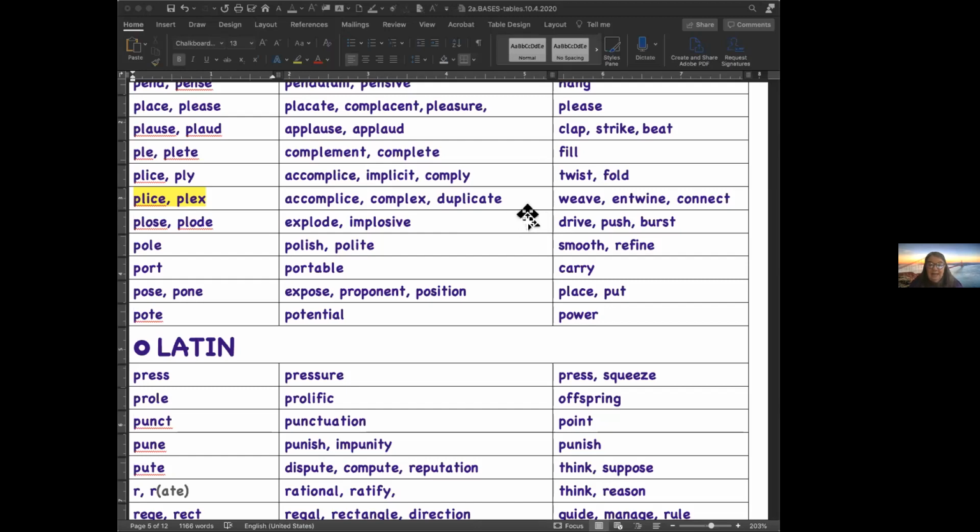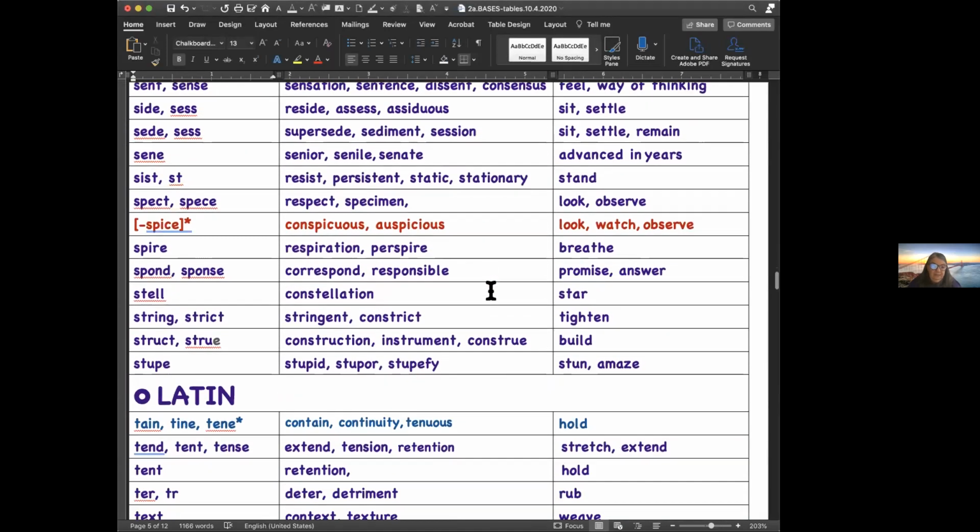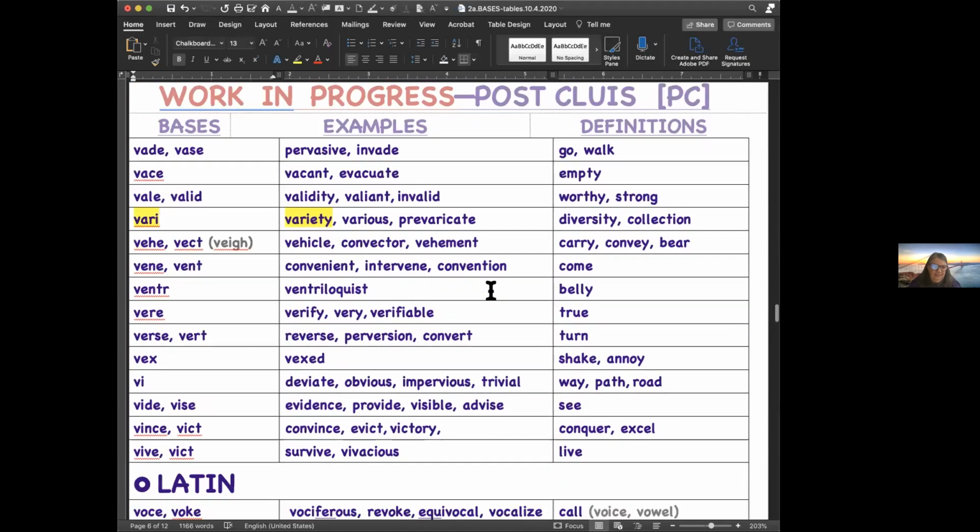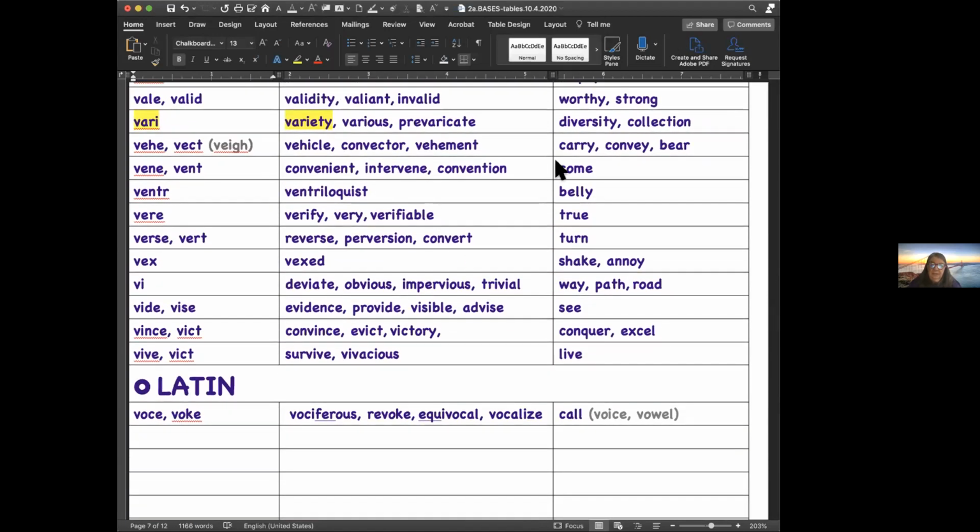And so IN is a prefix, and sometimes it means in or into, and sometimes it means not. VENT is here, and it means to come. Intervene, come between. Convention, come together. So when something's invented, what happens? Is it in or not, first of all?